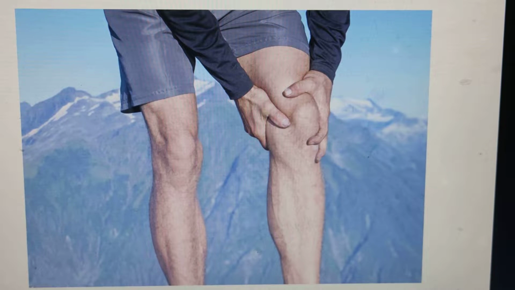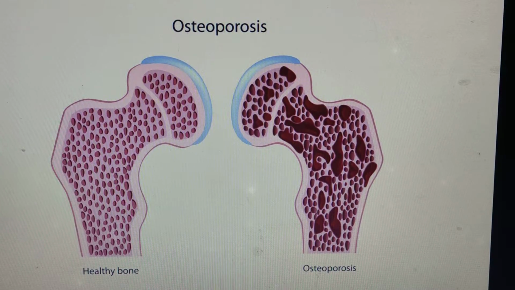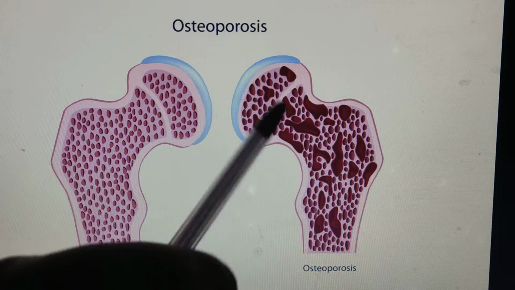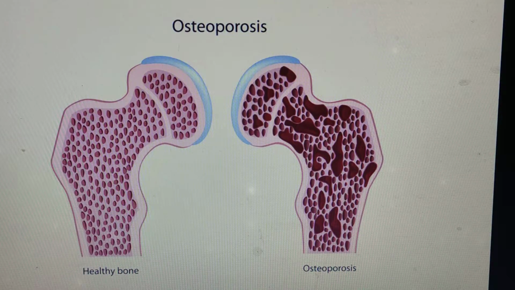One thing we have to understand: in osteoporosis, the quality of the bone is perfectly fine, but the quantity, the amount of the bone, is reduced. That's why the bone becomes softer, fragile, with more chance of fracture. Let's say there are 100 bone cells here; here there will be around 60 or 70, but the quality of the cells is perfectly fine, right? That's a very important key factor in osteoporosis, right?